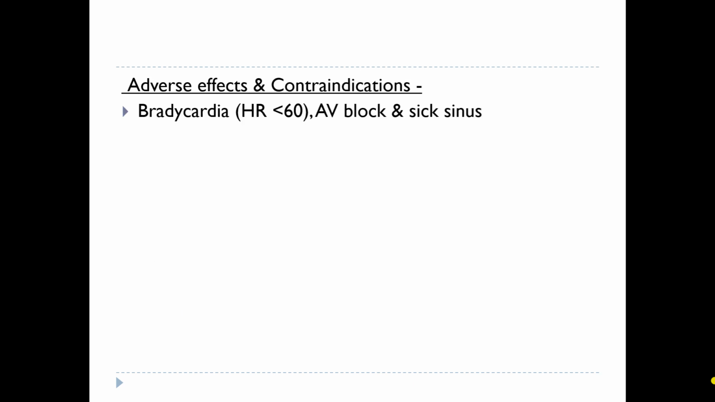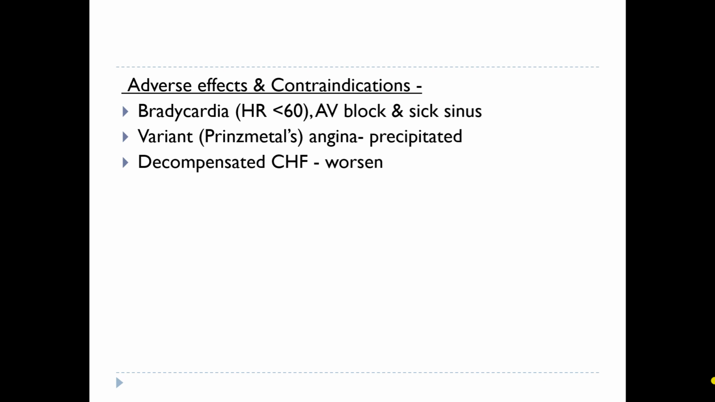Adverse effects and contraindications of beta blockers include bradycardia, or heart rate less than 60 beats per minute. In such conditions, beta blockers are contraindicated in patients with AV block and sick sinus syndrome, where suppression of the heart is not tolerated by the patient. Variant angina or Prinzmetal angina can be precipitated by the use of beta blockers. Decompensated heart failure can be worsened with the use of beta blockers, so they are contraindicated. In diabetic patients, beta blockers should not be given because they may produce hypoglycemic unawareness.